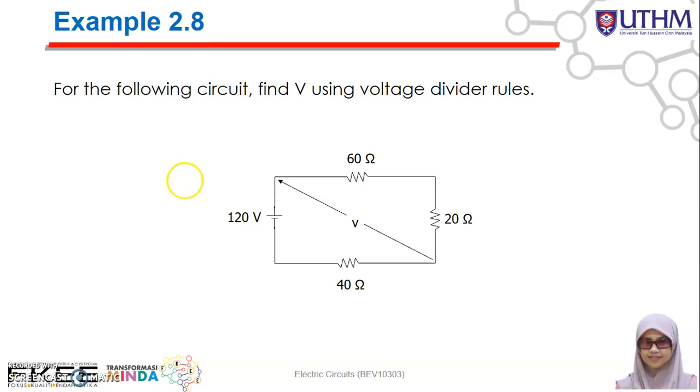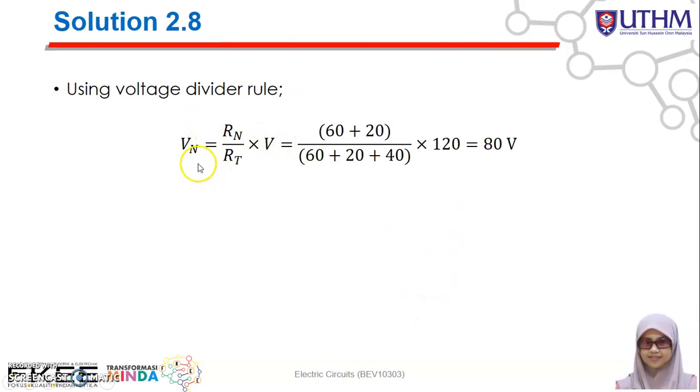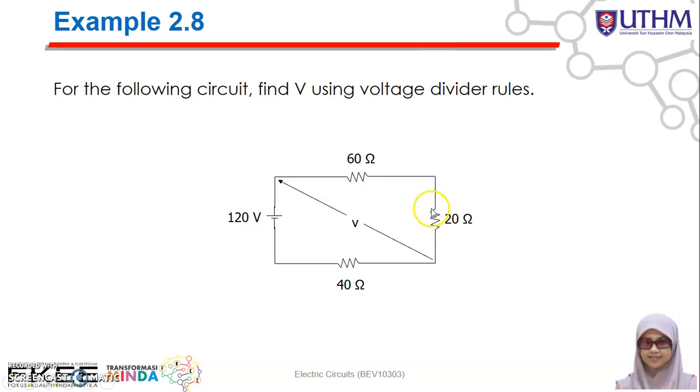Okay, so for the example, based on the following circuit, you need to calculate V by using the voltage divider rule. From the circuit, you see V is actually the voltage drop across this point to this point. So V is equal to the voltage drop across 60 ohm plus 20 ohm. By using the voltage divider rule, Vn is equal to Rn over RT multiplied with V. Vn is the voltage to calculate and Rn is the respective resistance. In this case, your Rn is 60 plus 20, right? Because V is from this point to this point, Rn is 60 plus 20.